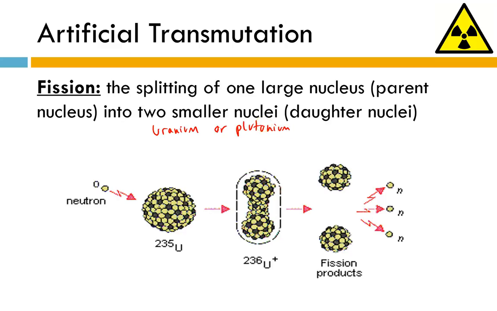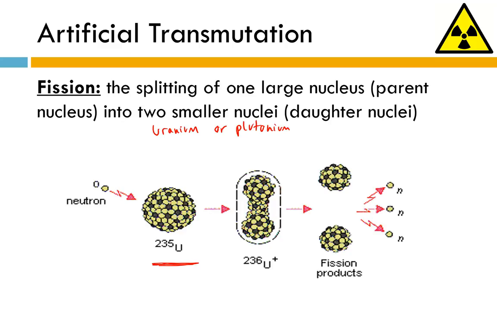But it's not possible to take smaller nuclei, maybe even something like a xenon, which is relatively speaking a pretty big nucleus. It's still not big enough to undergo fission. So fission is really reserved for massive nuclei such as uranium or plutonium. What happens is you've got your original nucleus. You're going to hit it with a high-speed subatomic particle. More often than not, we use a neutron.